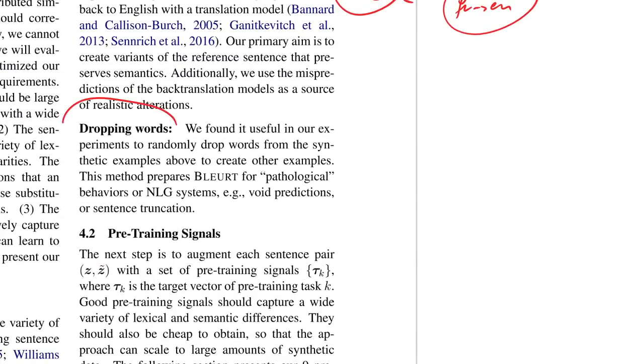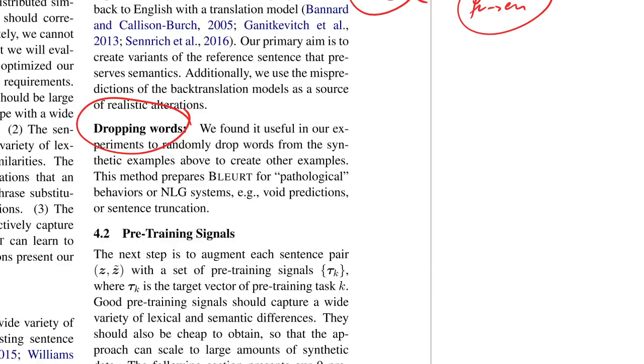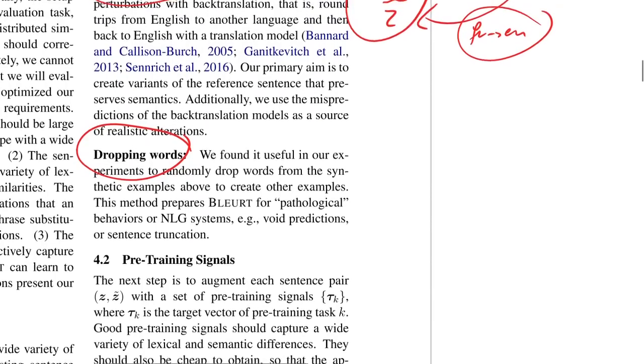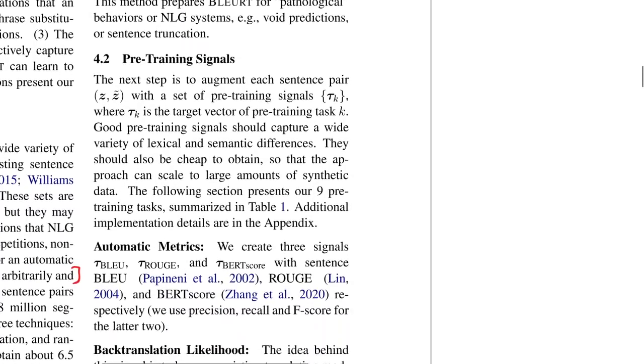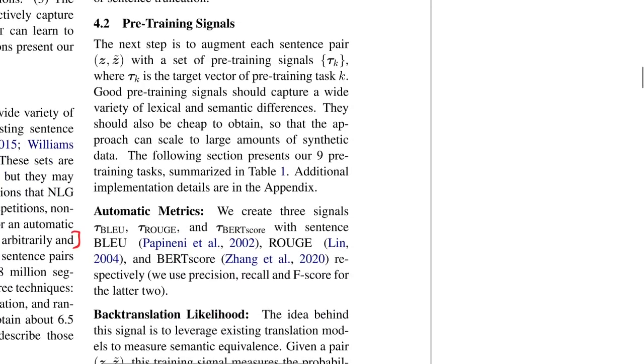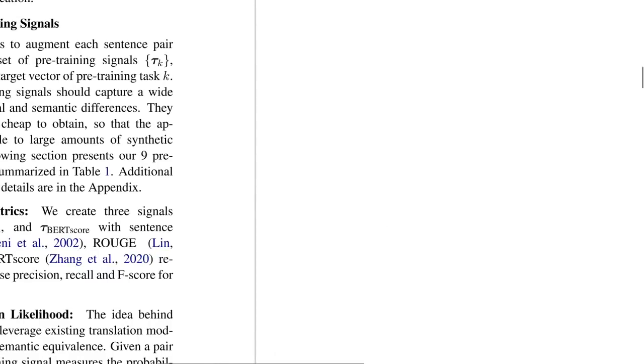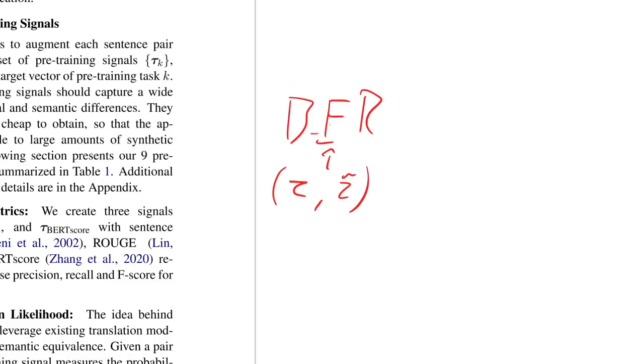And the third way is just to drop out words. They just found this to help. Okay, so now they have a giant data set of sentences and perturbed versions of sentences. So what are they going to do with that giant data set? The answer is they're going to take this Z and Z tilde, and put that into BERT, into their thing that they prime now.